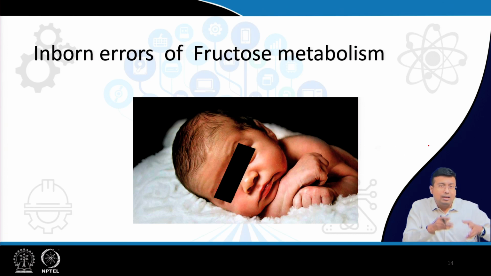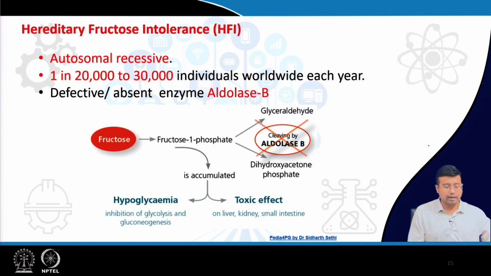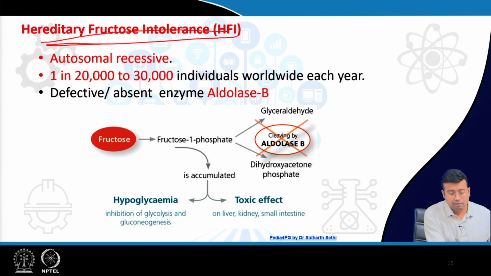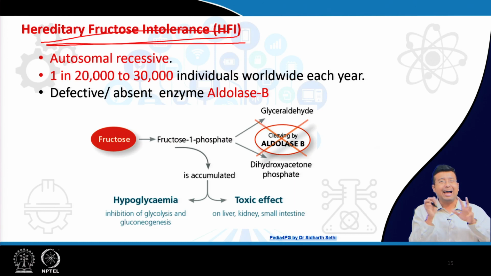Fructose metabolism defect leads to inborn errors. So, let us see what are the errors. The major error with which we should be concerned is actually hereditary fructose intolerance, or HFI, okay, and this is due to deficiency of aldolase B. The incidence is 1 in 20,000 to 30,000. So, what is the problem?